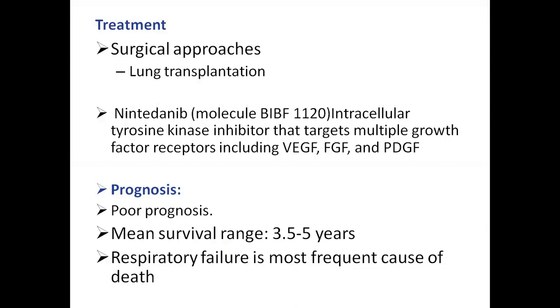The treatment approach in this type of lesion is that if it is most advanced, then lung transplantation is the only option. But if the lesion is still in the initial phase, then tyrosine kinase inhibitors can also be included.